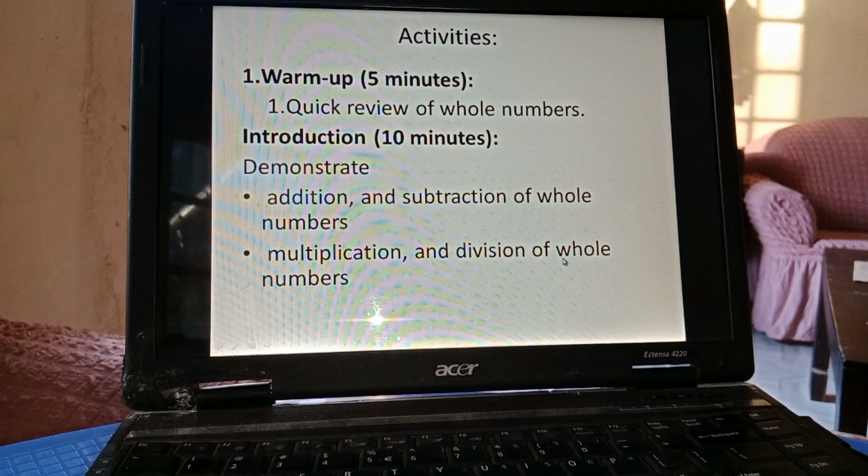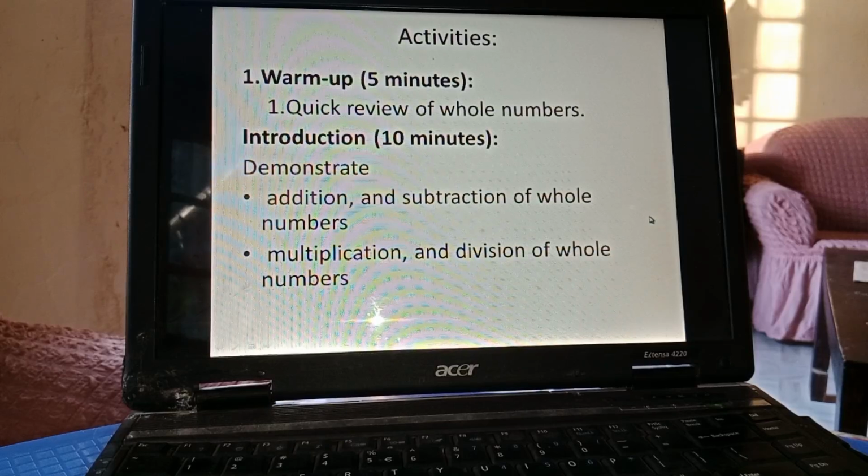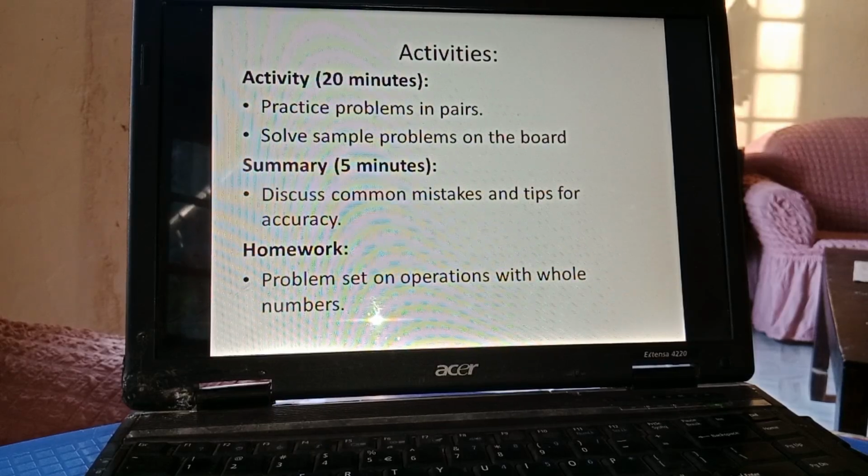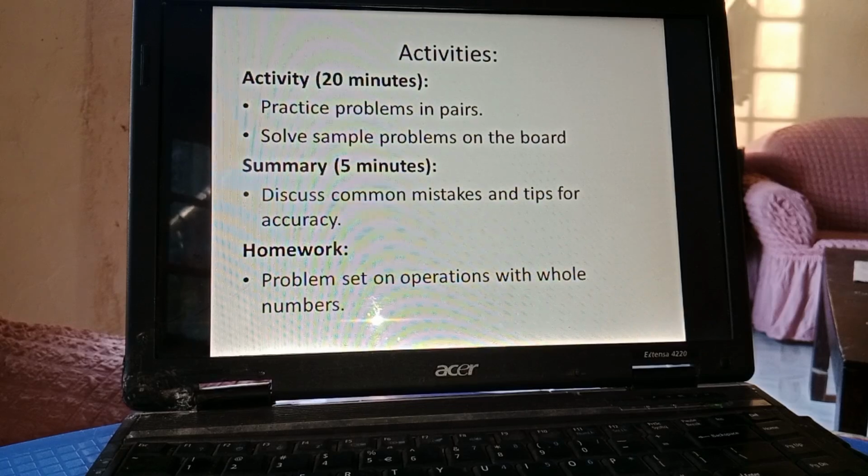Activities: warm up 5 minutes, quick review of whole numbers. Introduction will take 10 minutes. Demonstrate addition and subtraction of whole numbers. And then you demonstrate multiplication and division of whole numbers. Activity, again, practice problems in pairs, solve sample problems on the board. Summary, 5 minutes. Discuss common mistakes and the tips for accuracy. And your homework you give will be problem set on operations with whole numbers.